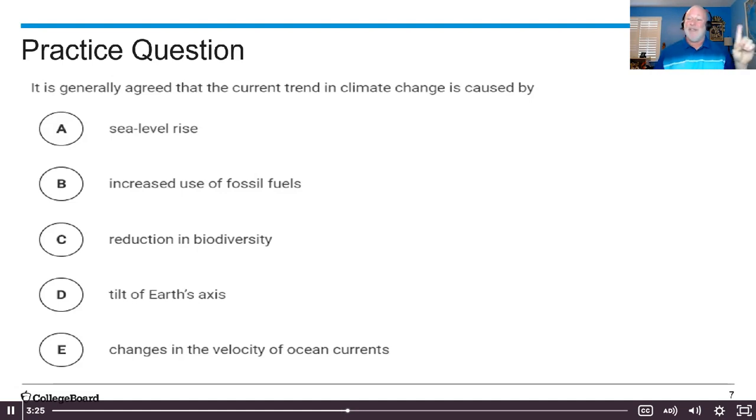Increased use of fossil fuels. Okay, there's a cause, right? That is causing the effect of sea level rise. Reduction in biodiversity, also an effect. Tilt of the Earth's axis. That one's just kind of, I don't really know. I mean, it is true the Earth is tilted. That doesn't have anything to do with our industrial pollution and resource depletion, all that. Changes in the velocity of ocean currents. All right. So clearly D and E are just kind of throwaways out there. But be careful of A and C, because those are not causes. So the correct answer, of course, is the increased use of fossil fuels.